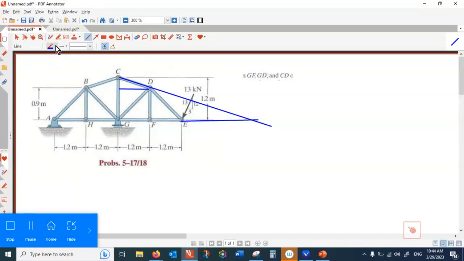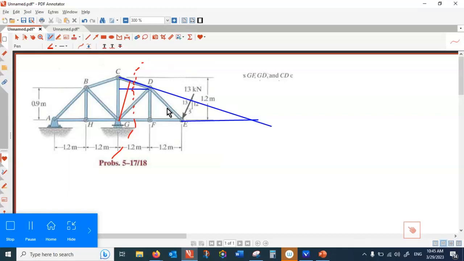So let me use a different color. I'm telling you the challenge for solving this problem is to find that length, the red one. Why? Because as suggested by Nguyen, we make a method of section through these members, right? And when I do that, no reaction on the right hand side. It is only the 13 kilonewton, and then I get three unknown forces, CD, DG, and FG. These are the forces we want to find, right? And three unknowns, three equations. So systematically, it shouldn't be any problem.